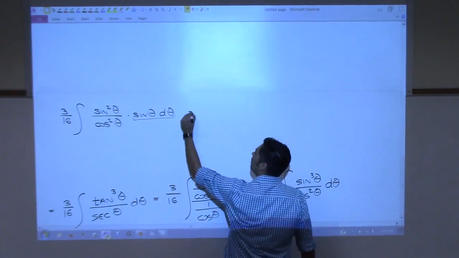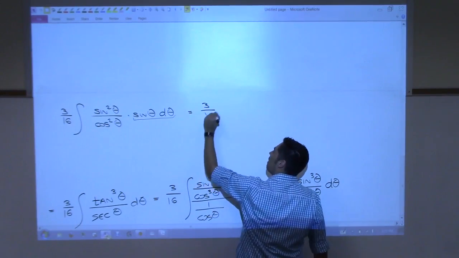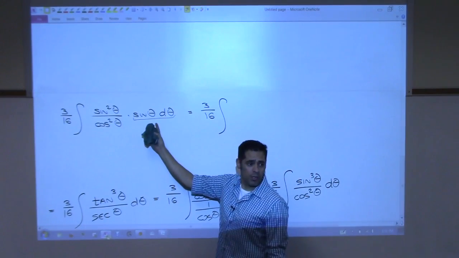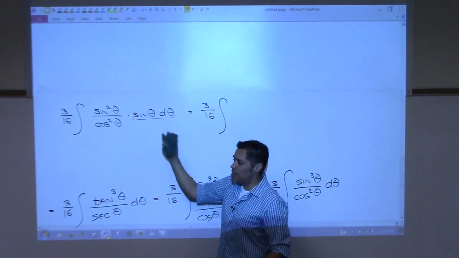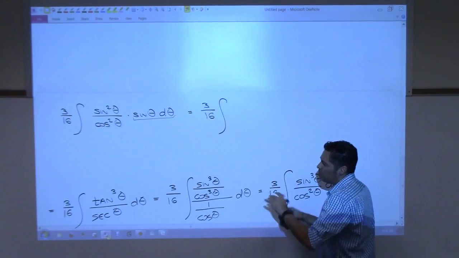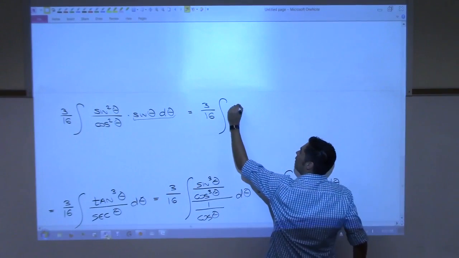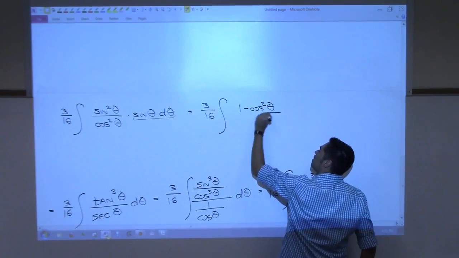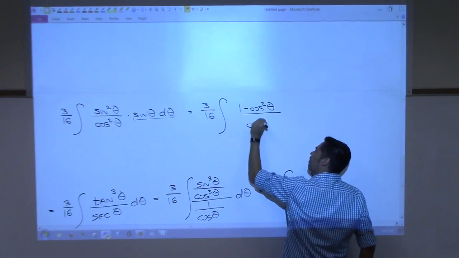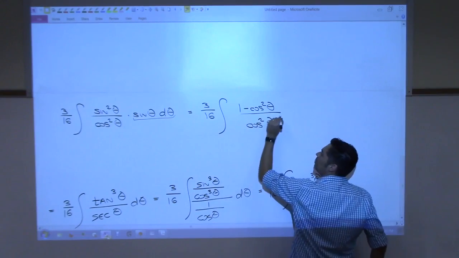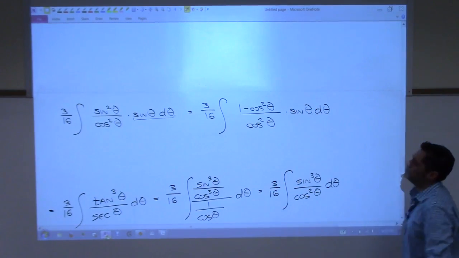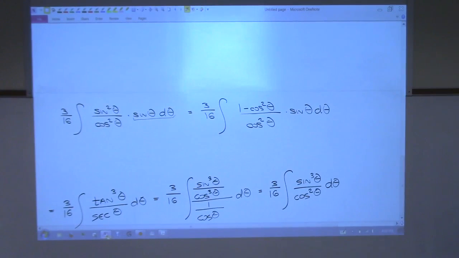So, do you understand what I'm saying? If you peeled off a sine, then that's the derivative of your u. So that means u needs to be cosine. We'll be off by a negative sign, but 1 minus cosine squared theta, that's sine squared theta, right? Over cosine squared theta times sine theta d theta. And now we're ready for u sub.